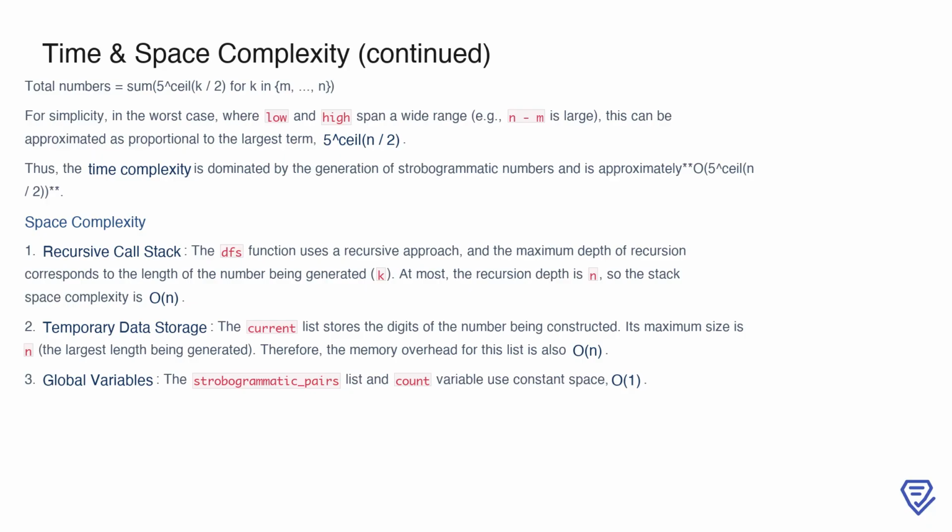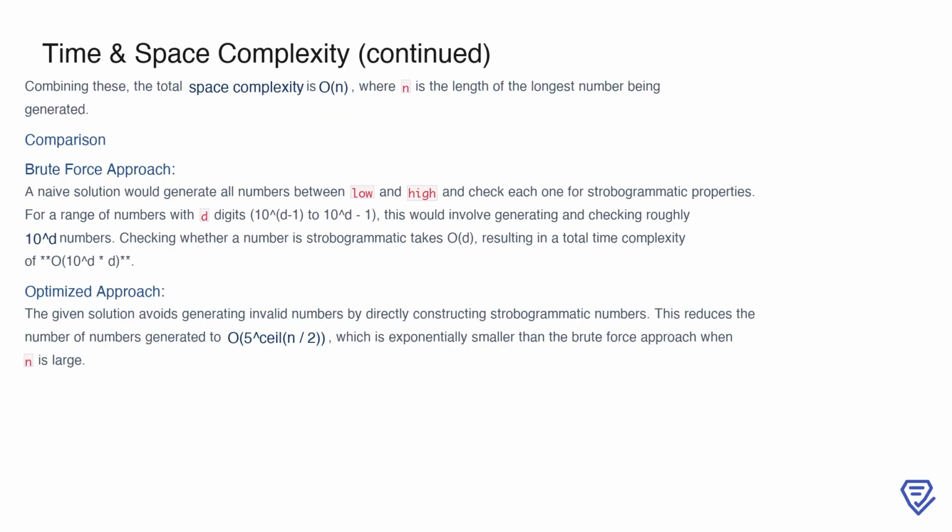Now let's consider the space complexity. The recursive DFS approach uses a call stack, and the maximum depth of this stack corresponds to the length of the number being generated, which is at most n. This contributes a stack space complexity of O(n). Additionally, the algorithm uses a temporary list to store the digits of the current number being constructed, and its size is also at most n. Together with the constant space required for global variables like strobogrammatic_pairs and count, the total space complexity is O(n). When we combine all these factors, the total space complexity of the solution is O(n), where n is the length of the longest number being generated.